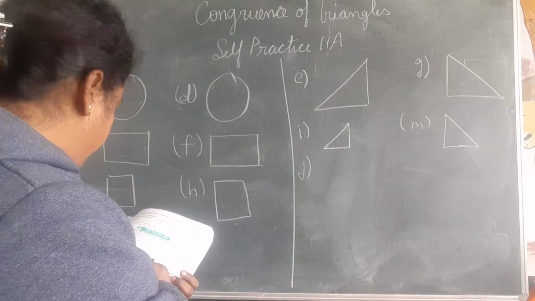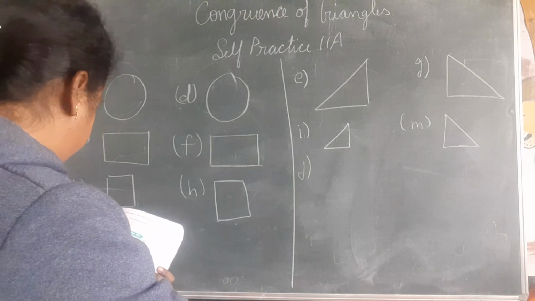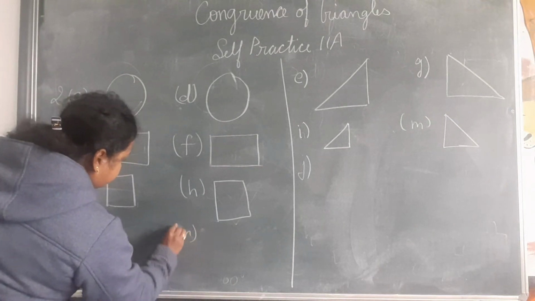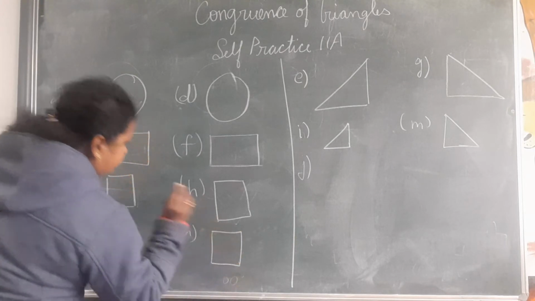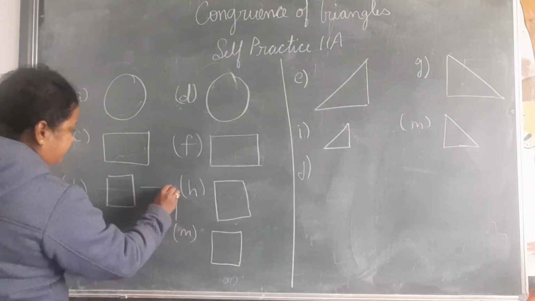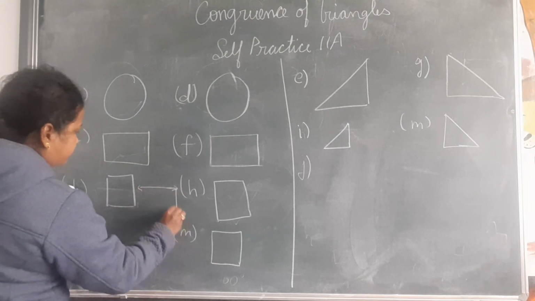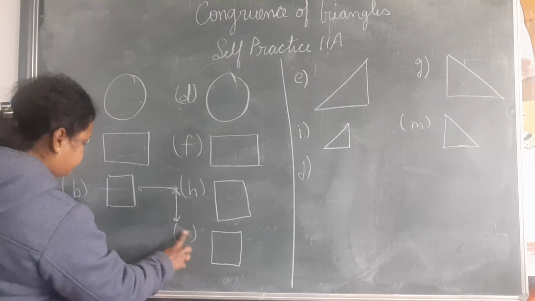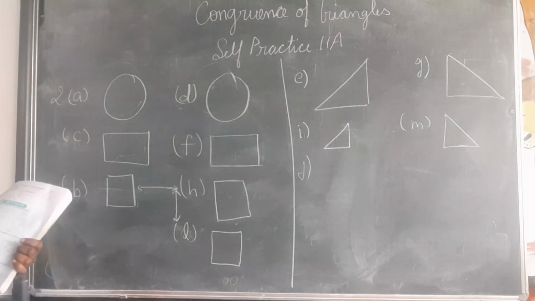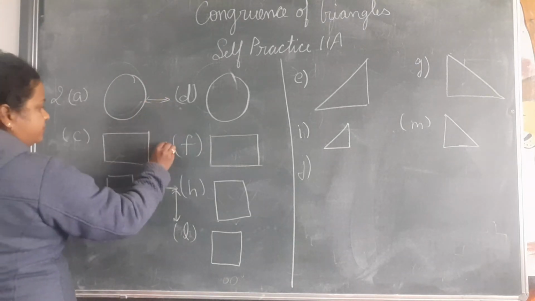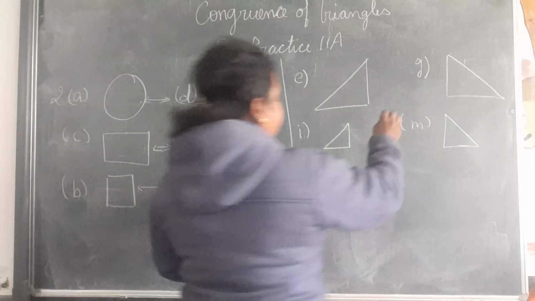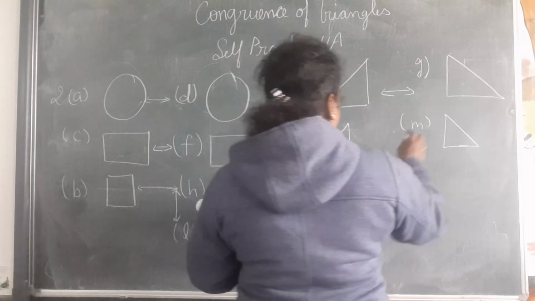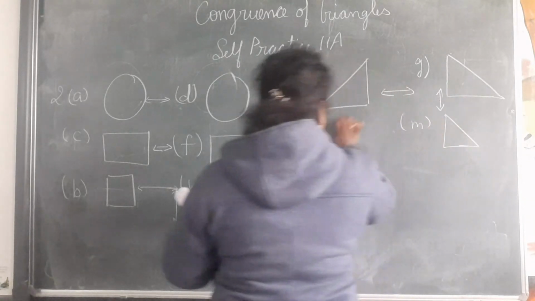Now see, one more: you can see L will also come here, and M will also come here. So these three are congruent to each other. L is also congruent here. AB is congruent, these two are congruent, these three are congruent, these two are congruent, and third M, and these two are congruent.